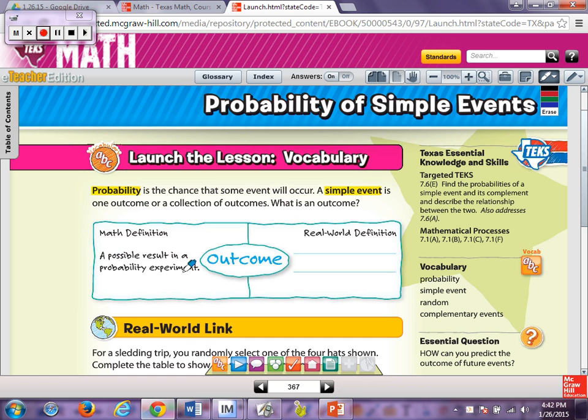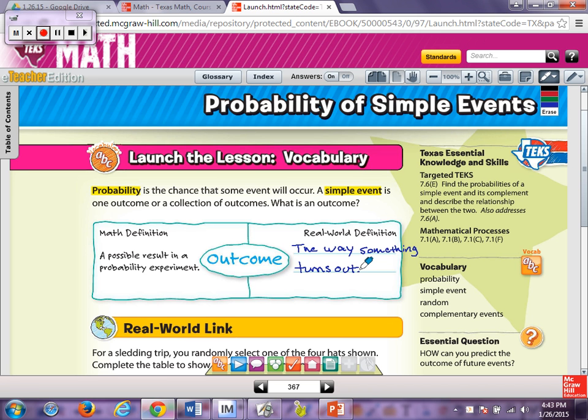Now that sounds very fancy and very high level. So let's just put it in easier ways that you can relate to. So our real world definition is the way something turns out. That is our outcome in simple terms.